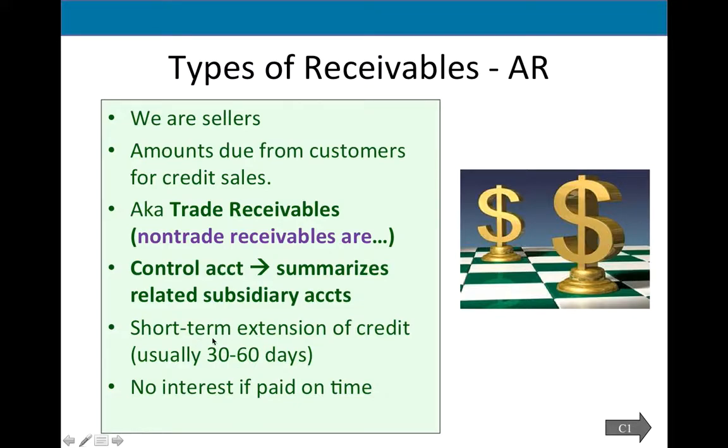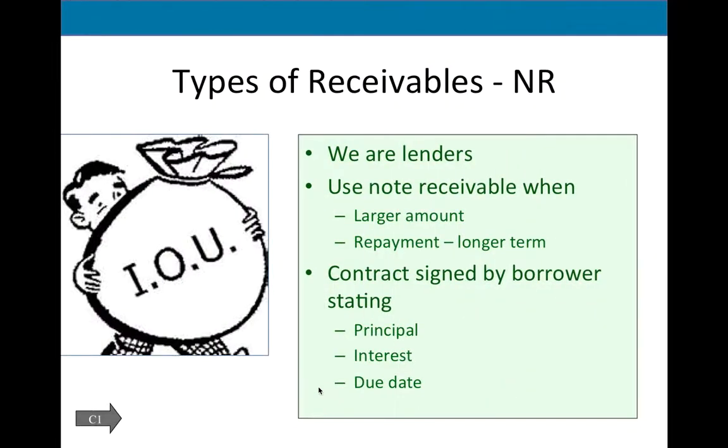So usually these are short-term extensions. We do not charge interest. It's usually 30 to 60 days, and as I said, there is no interest if paid on time.